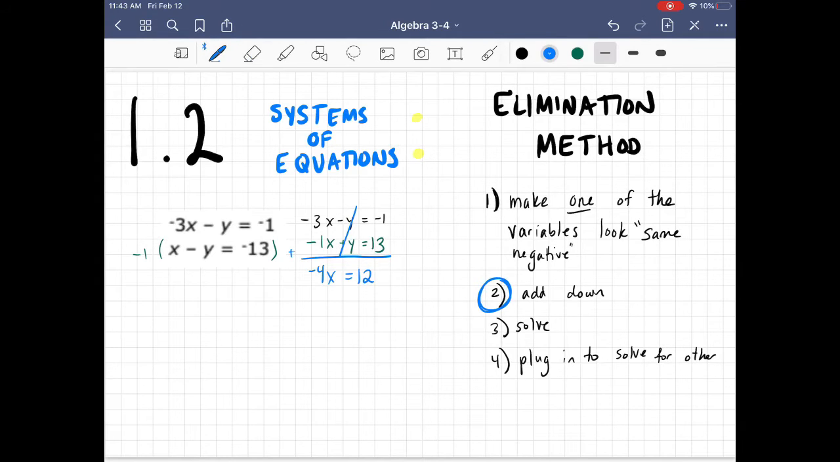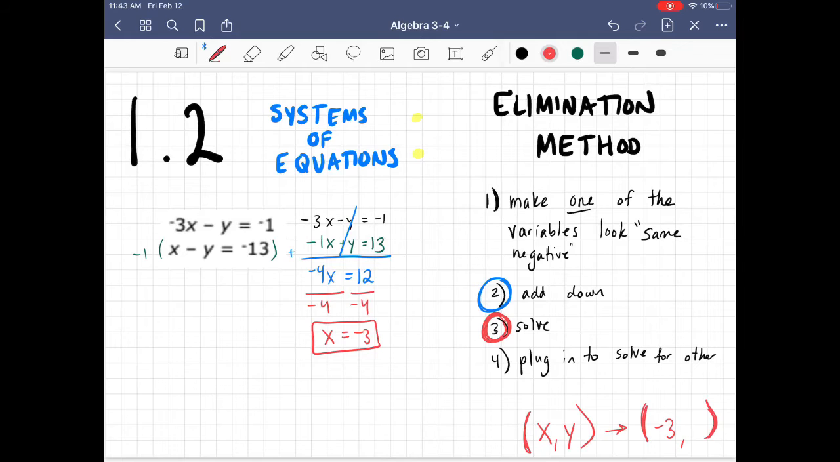Step 3 is to just solve for x now. We have to finish this up and figure out what x is. So I can divide both sides by -4. I've got x equals -3. And now I'm just setting up my answer. So far I know what the x is.